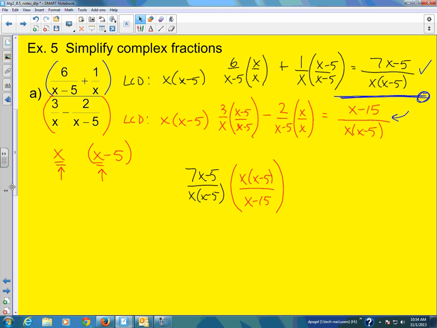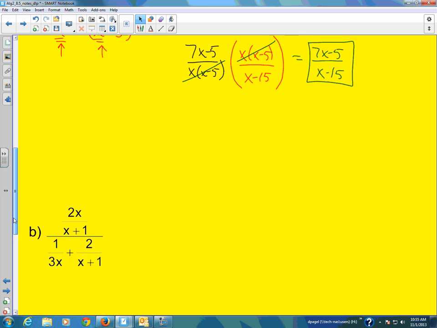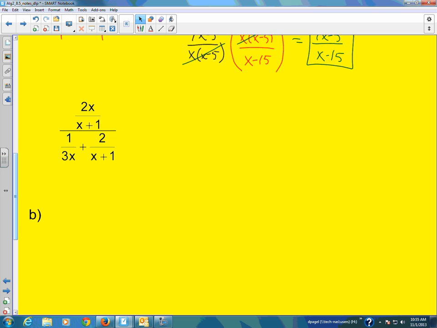And then what happens? The denominators and the numerator factor parts are the same, and I end up with just 7x minus 5 over x minus 15, and that would be my simplified solution for that complex fraction. And again, that's using method 1 where you look at numerator LCD and denominator LCD. Now we're going to try it with the other method. This is now method 2.